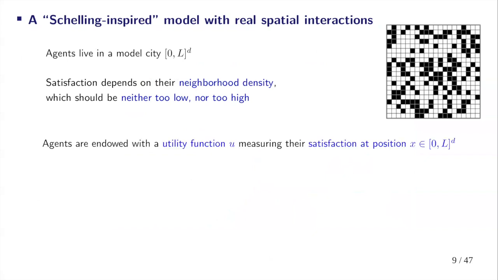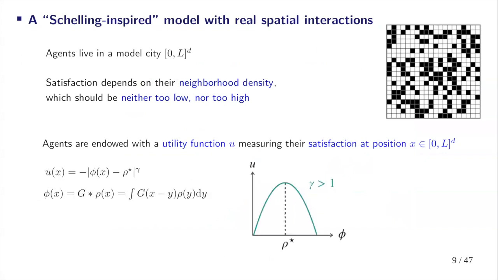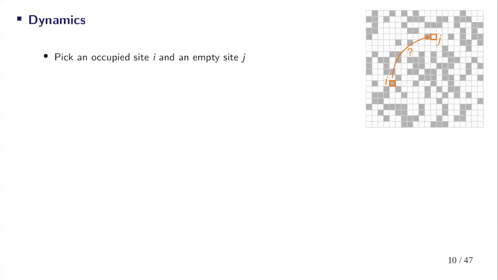And they want to maximize their utility, which is a function of the density. This utility is peaked at some target local density, and agents average around them, looking at some distance sigma. You can take any kernel you want with a finite variance. And if you do that, you have this utility that depends on the local average density that agents see around them. So this is the basis of the model.